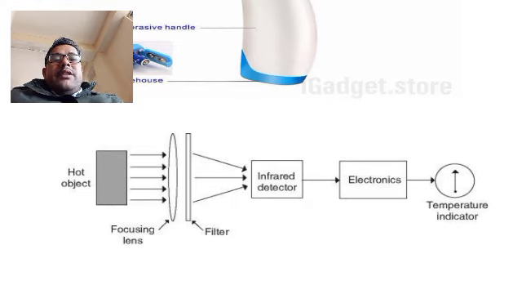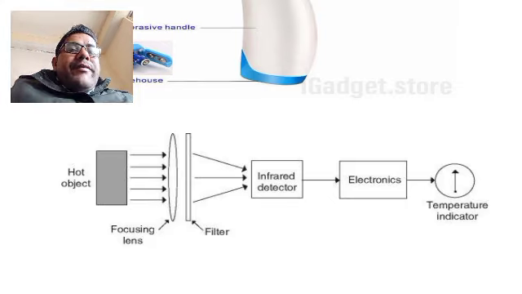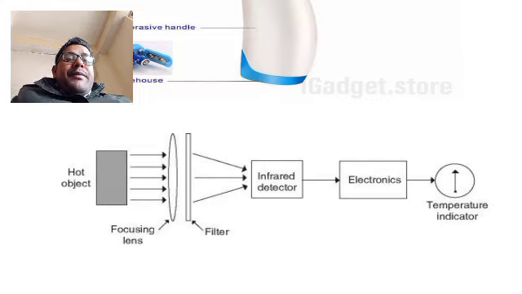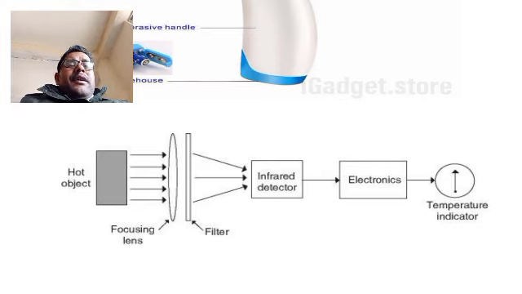Suppose there is an object, meaning any object which is emitting radiation. We first use a focusing lens so that the radiation is focused at one place. Before that we use a filter, which only passes infrared radiation; other radiation does not pass. Then this radiation goes to the infrared detector, which converts it into an electrical signal using different electronics, and a temperature indicator is used to display the temperature.